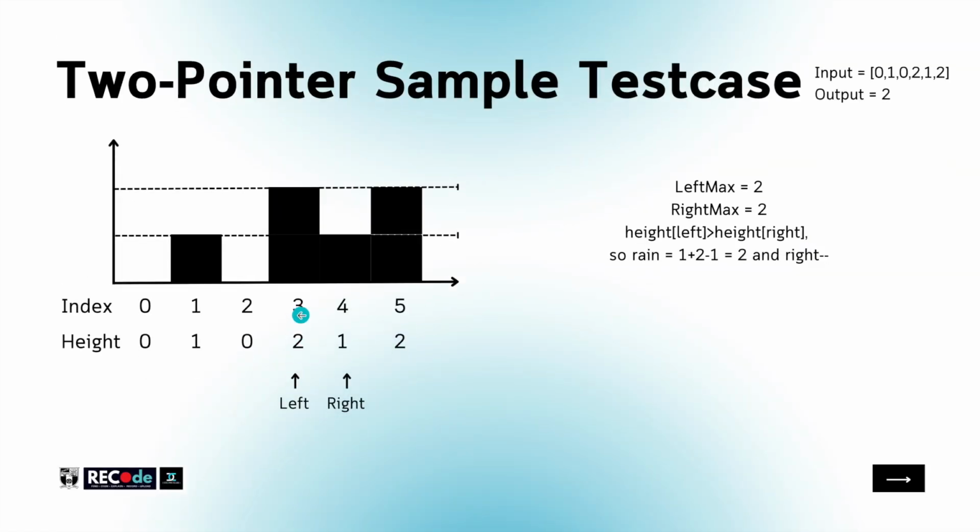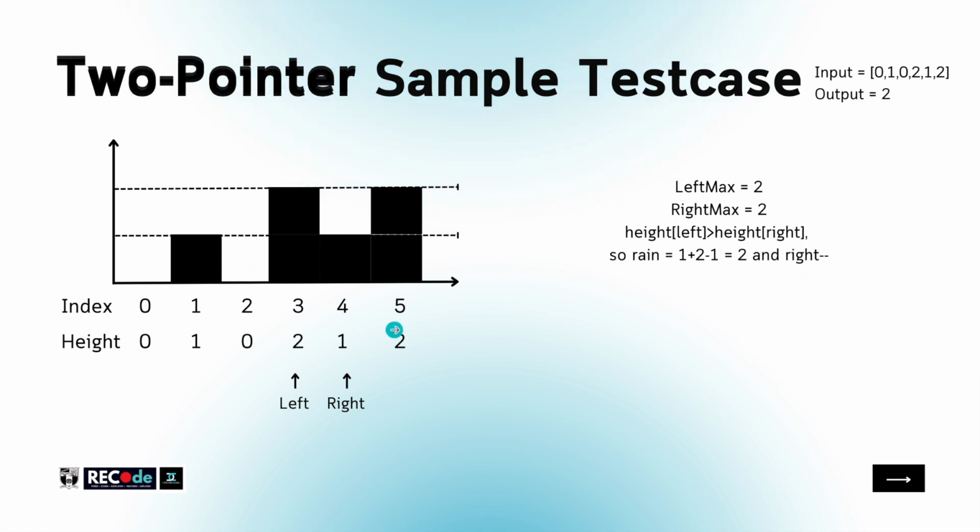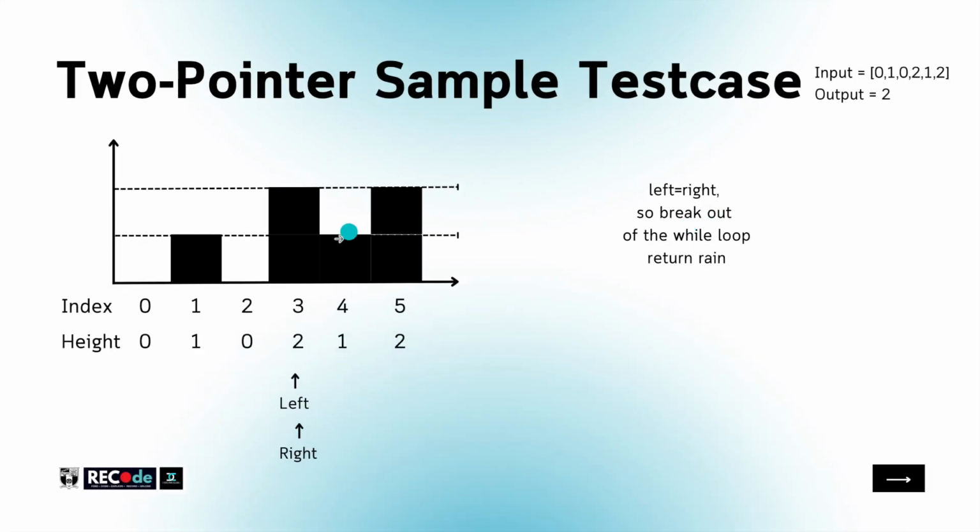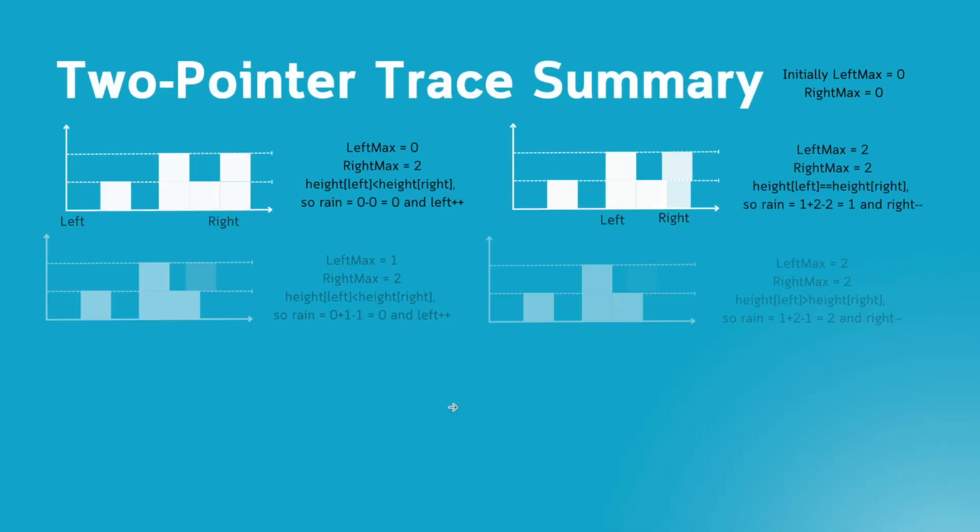Now left is at index 3 and right is at index 4. Height of left is greater than height of right, so again we do the else condition where we calculate range plus equals right max minus height of right. So you have 1 plus 2 minus 1, which gives us 2. 2 rainwater units are trapped, which is the answer. Now right is decremented. Here left and right are equal now, so you break out of the while loop and return rain, and at this point the output is returned and you get the final answer, which is 2.